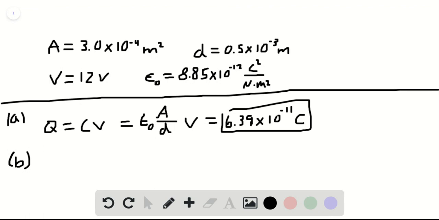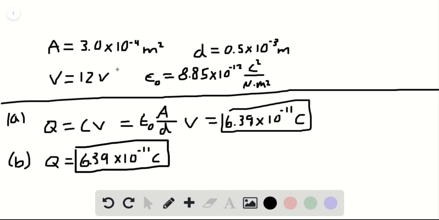So the charge Q is going to be equal to the same thing as in part A, 6.39 times 10 to the minus 11 coulombs. And we box that in as our solution for part B.